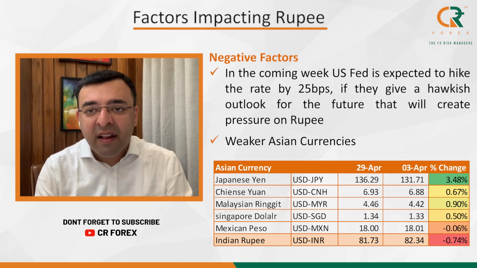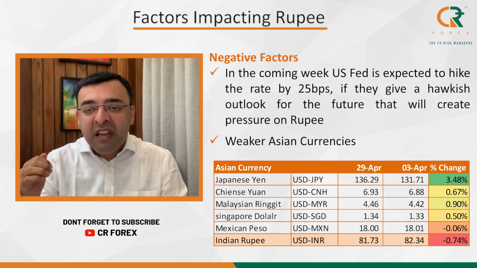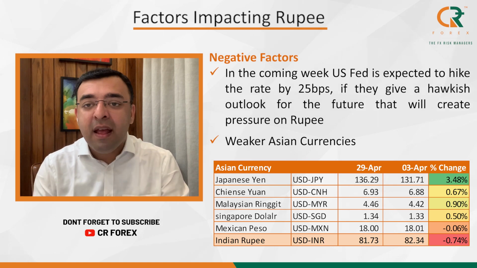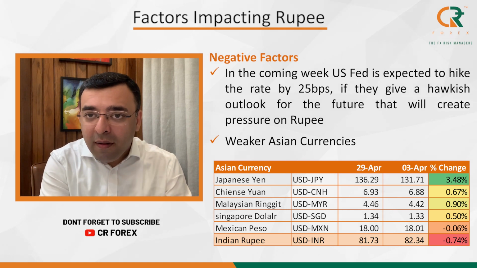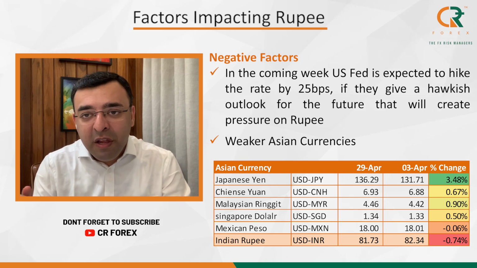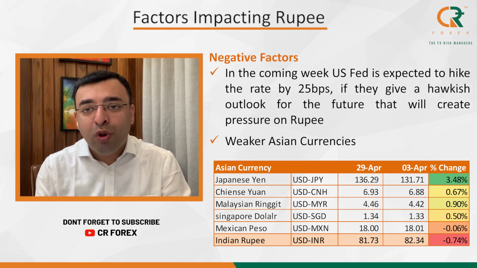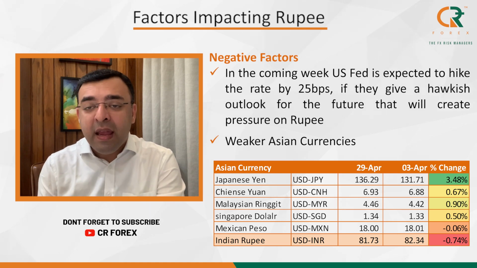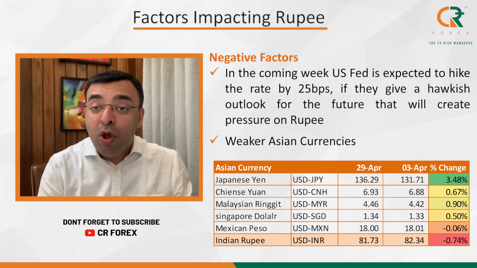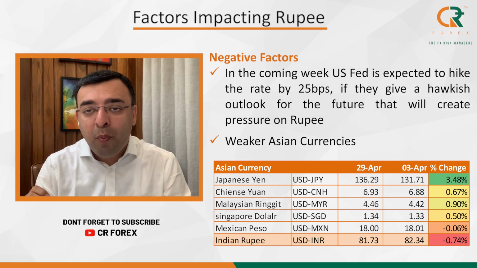The second negative factor is, if you see the chart for the last 1 month, most of the Asian currencies are weakening. If you see the Japanese yen, it has weakened by 3.5%, and the Chinese yuan has also weakened by close to 0.67%. The rupee got appreciated because of flows. So we are expecting these 2 points can be a triggering point for the rupee.